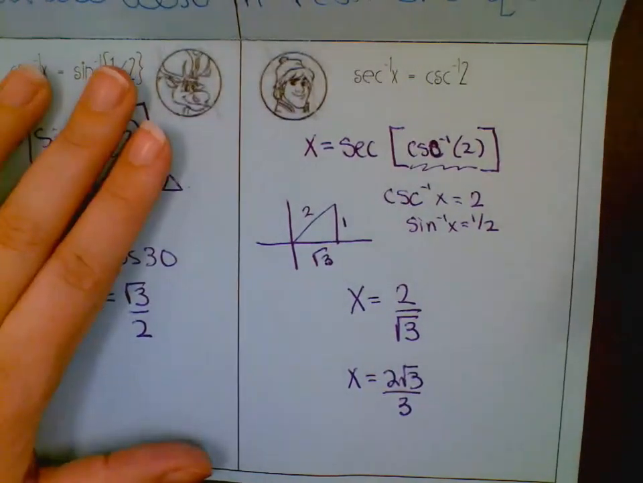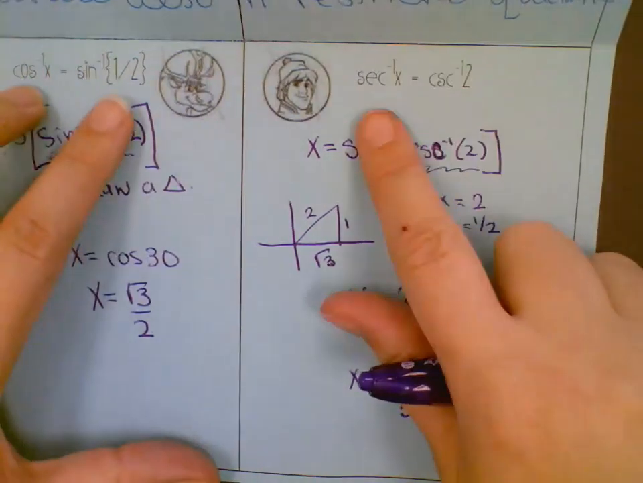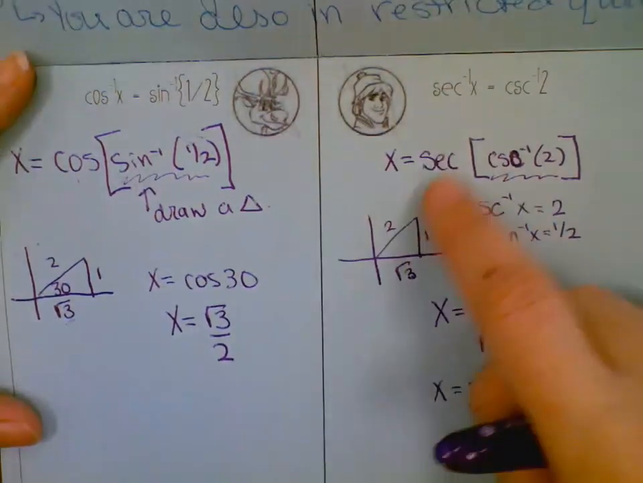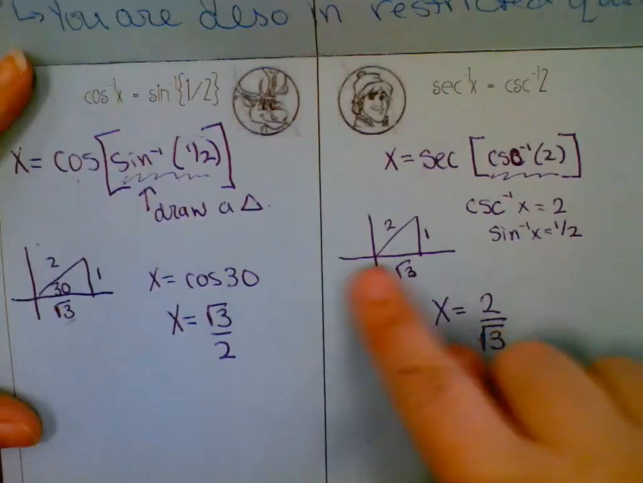And that's it. So when you have the two functions in one, like the ones we just did, you draw a picture for the inside and then find whatever they're asking for of the picture.